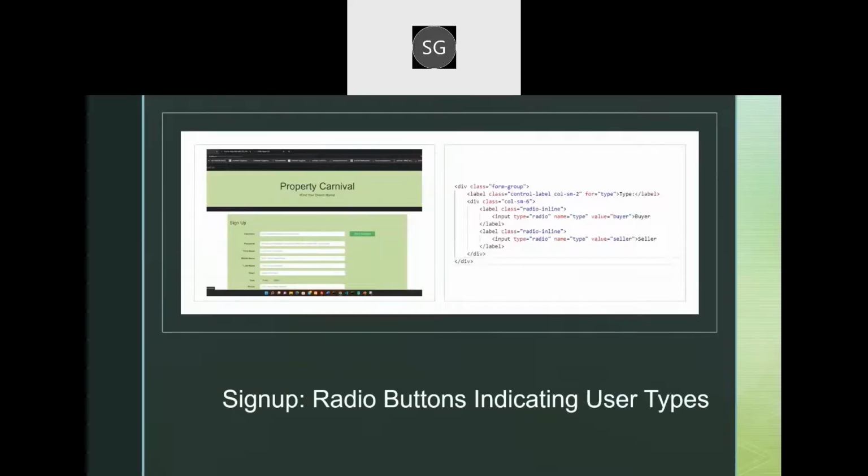After that, we have our sign up portal. From the sign up page, all the users can sign up using a single page. Here you can see that we have used radio buttons to identify which type of user is registering through this portal. And you can see the code snippet for the radio buttons.